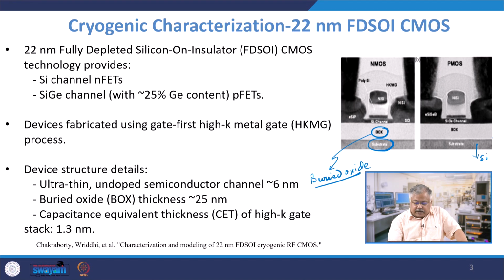So this is SOI, silicon on insulator: this is my silicon, this is my insulator. That is the reason it is known as silicon on insulator, because you have an insulator layer and over that you have the silicon active area from where you are actually fabricating the device. This is 22 nanometer, and typically we use a silicon channel for NFET, and we use a silicon germanium channel for PFET, where we use approximately 20 to 25% of germanium content.